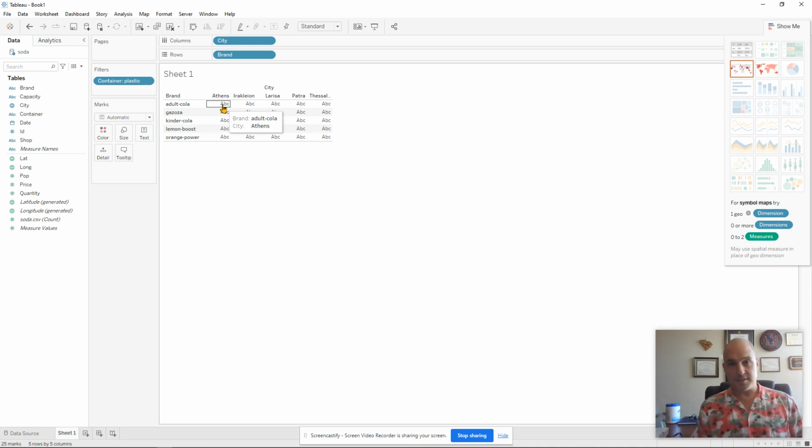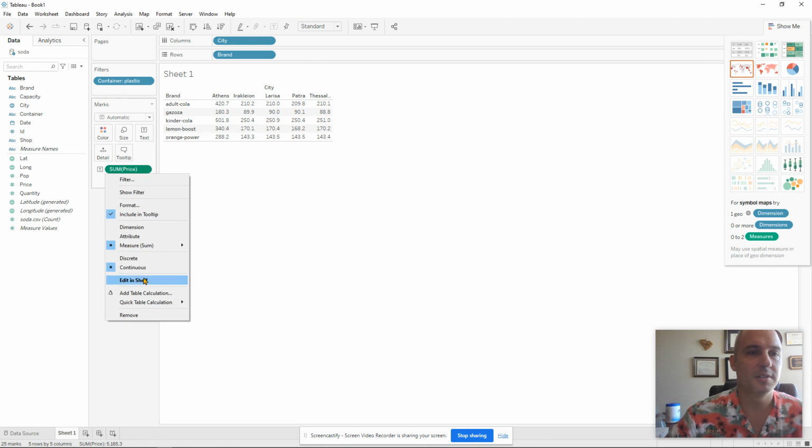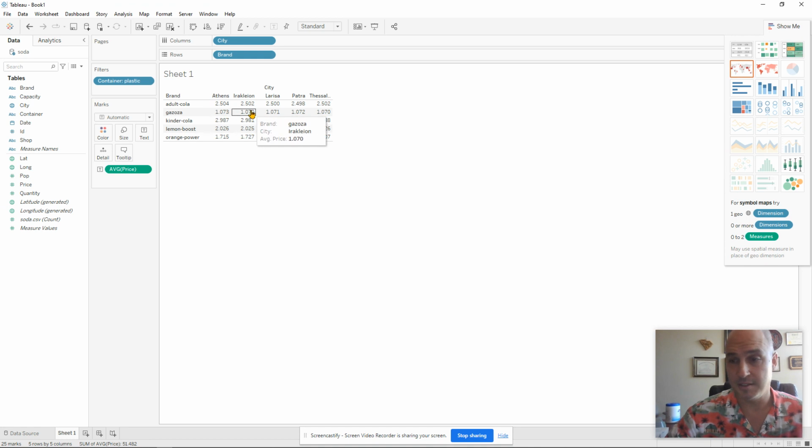Now within this level, we can do a lot of different analytics. You can look at, say, what's the average price. So I could just double click on price. And guess what? Oh, we don't want the sum of price. Let's look at measure average. I can look at the average prices of these different types of products.